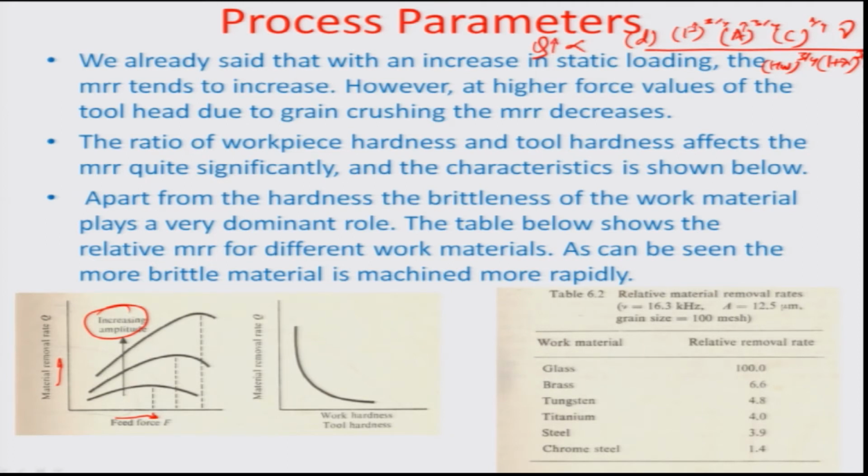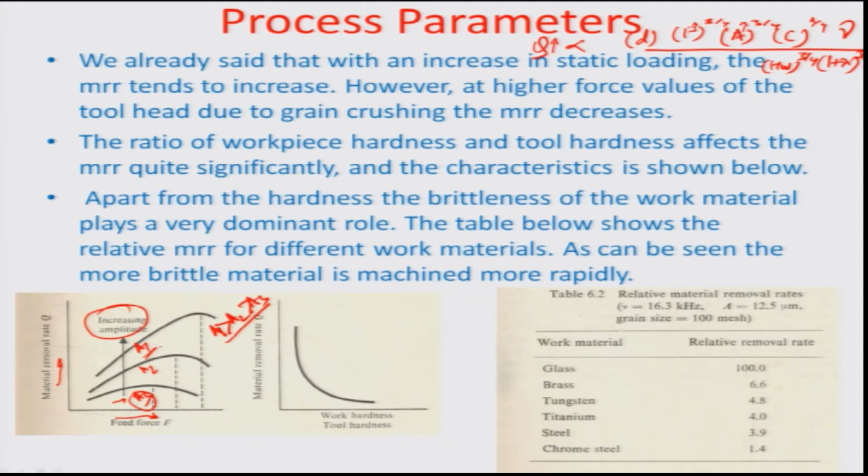So, as the amplitude increases, let us say this is A1, A2, A3, different amplitudes where A1 is more than A2 is more than A3. So obviously at a lower amplitude the material removal rate would be lower with respect to feed force in comparison to what would happen at a higher amplitude. It is also notable that the grain crushing effect leading to a reduction in the material removal is probably corresponding to a lower amplitude. The grains can withstand lower force in order to get crushed in comparison to a higher amplitude.